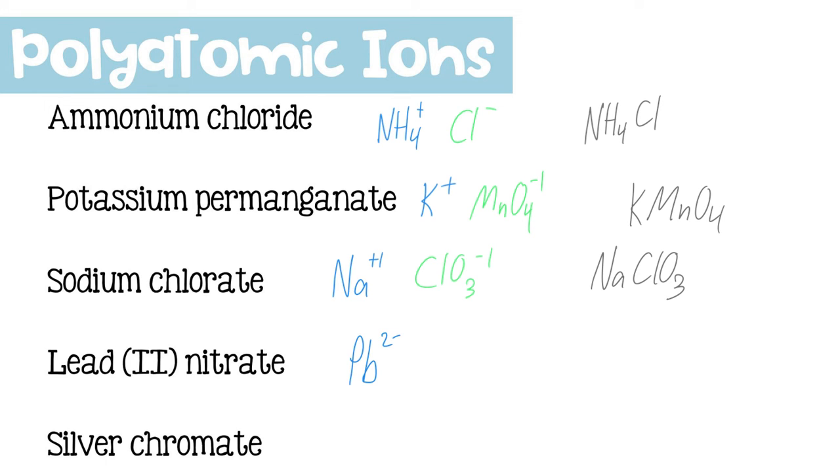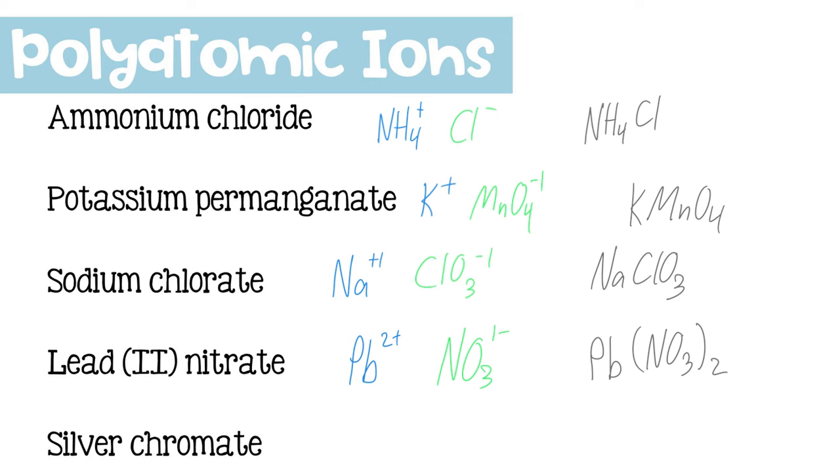Lead is Pb and has a +2 charge, according to the Roman numeral. Nitrate is on our chart as NO3 -1. When we crisscross our charges, we get Pb(NO3)2. Make sure you include the parentheses.